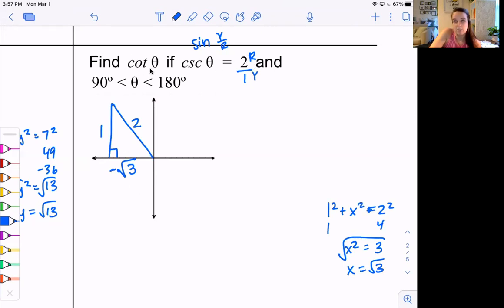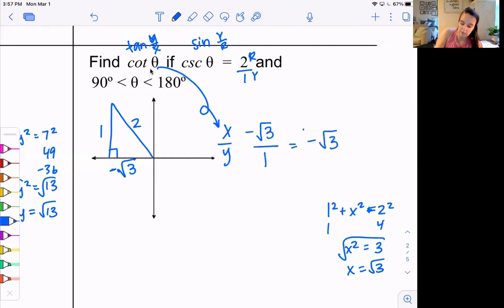So I have my triangle set up using the information that they gave me. And now I want cotangent. I'm thinking, okay, cotangent is the opposite of tangent, right? Tangent is y over x. So cotangent would be x over y, right? My x in this case is negative square root 3. My y is 1. I can simplify that to just negative square root of 3. And that is my final solution for this problem.